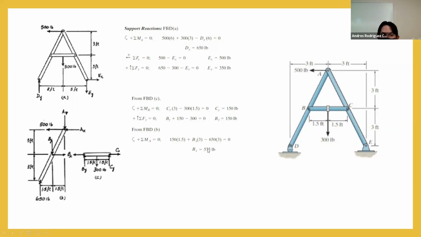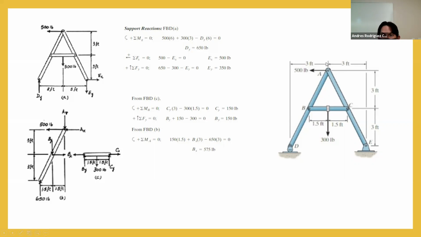So we are going to analyze the summation of moments in A, that is in this point here, in order to have the forces in vertical and horizontal in this case, to be sure that we are going to be able to obtain the force that is going to be acting in the member, because we already know the vertical load that is going to be applied on B, but we don't know what is going to be the horizontal load right now. Knowing those forces, we can obtain by Pythagoras the force that is going to be acting in this direction, in the diagonal.